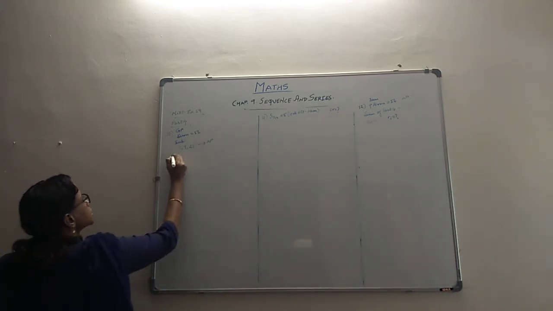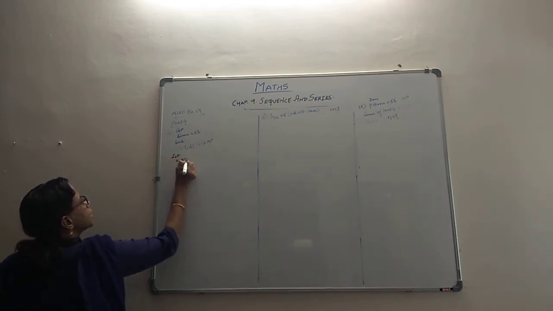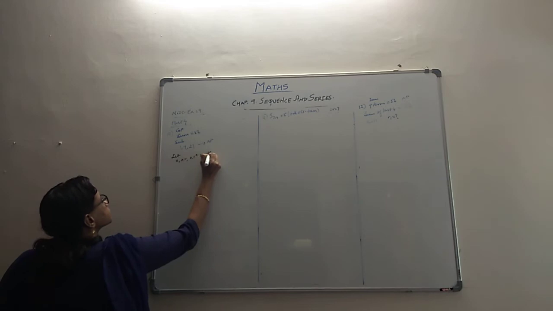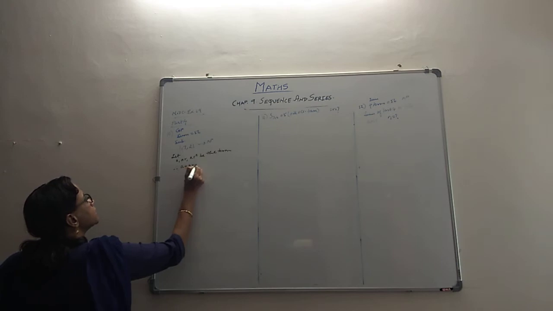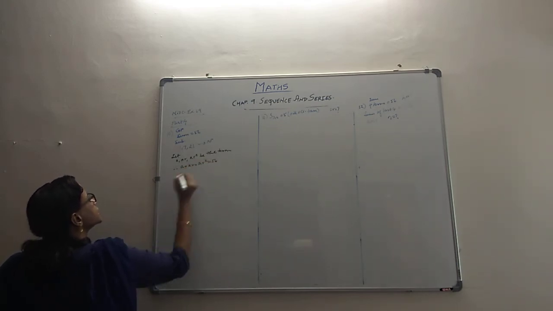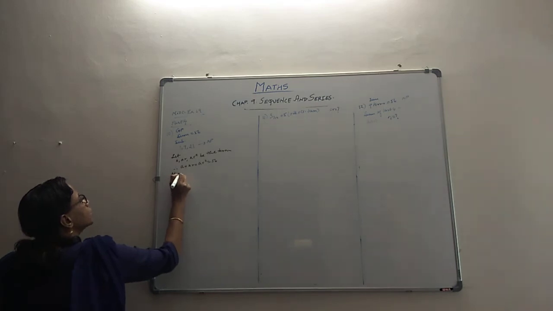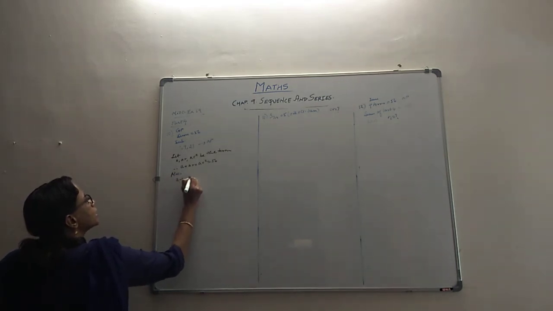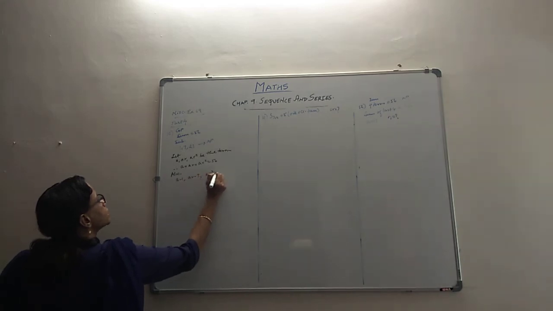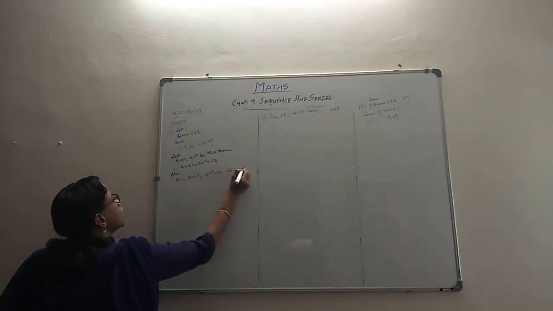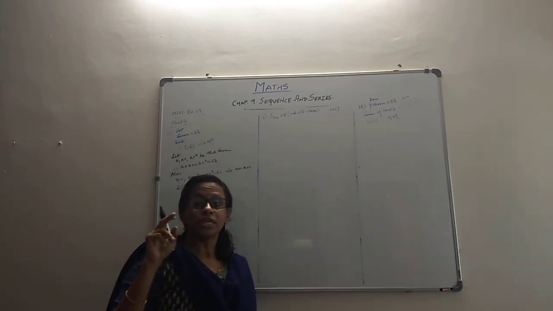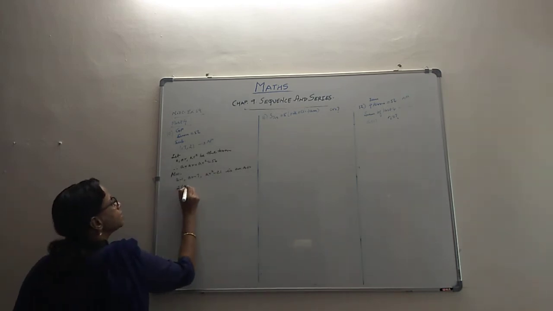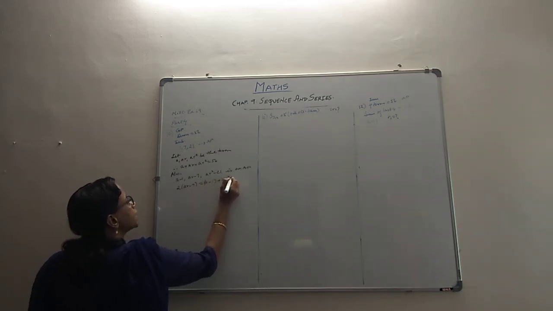Because it's a GP, let the terms be A, AR, AR squared. So this is the sum: A plus AR plus AR squared is 56 in the first case. Also, A minus 1, AR minus 7 and AR squared minus 21 is an AP. That's how we write: if A, B, C are in an AP, then 2B equals A plus C. So 2 times (AR minus 7) is (A minus 1) plus (AR squared minus 21).